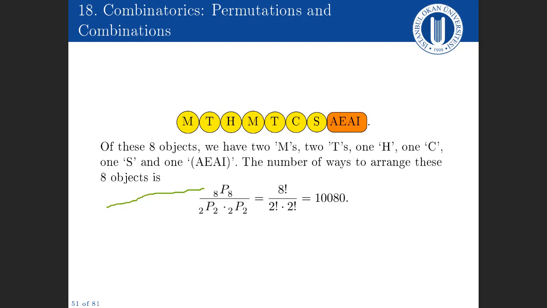If these 8 objects were all different, there would be 8P8 ways to arrange them. But they're not all different. We've got 2 M's and we've got 2 T's, so we need to divide by something. To take care of the 2 M's, we divide by 2P2. To take care of the 2 T's, we also divide by 2P2. So the answer is 8 factorial divided by 2 factorial multiplied by 2 factorial. That's 10,080. We're not finished yet.